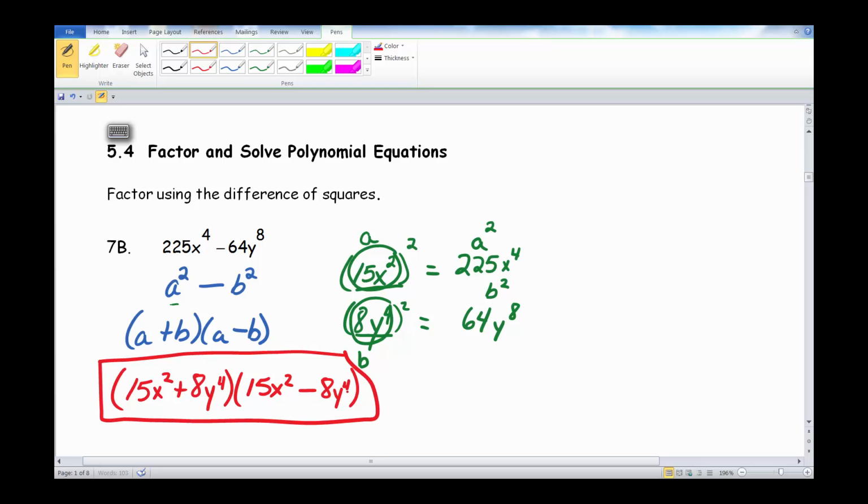But again, that is problem 7b from our Chapter 5, Target 4.